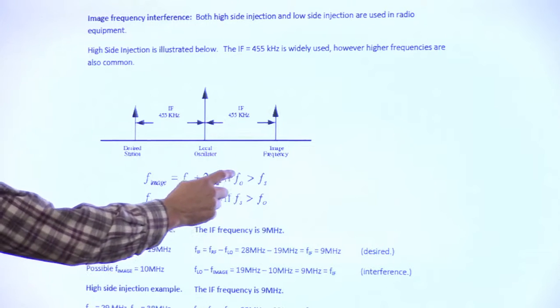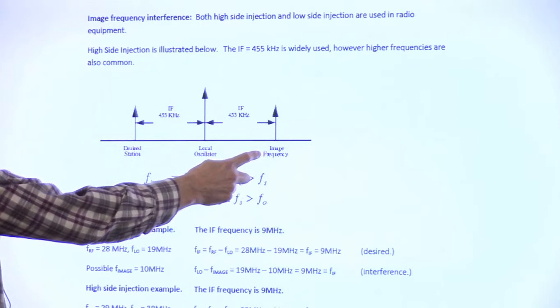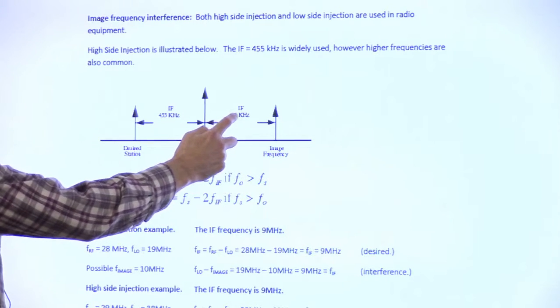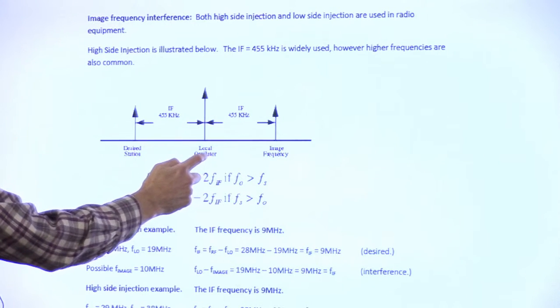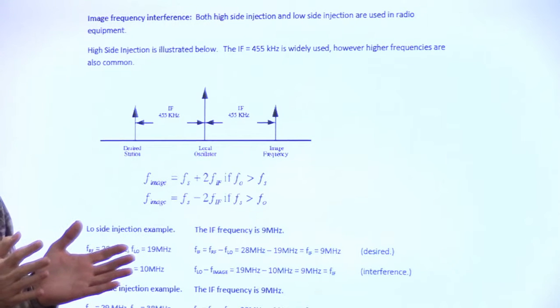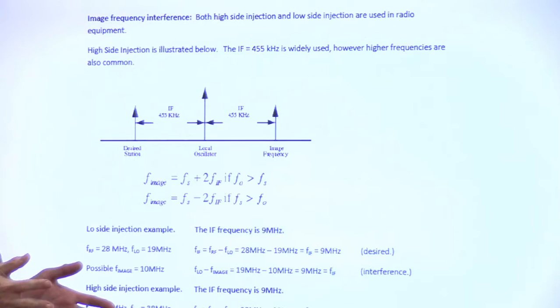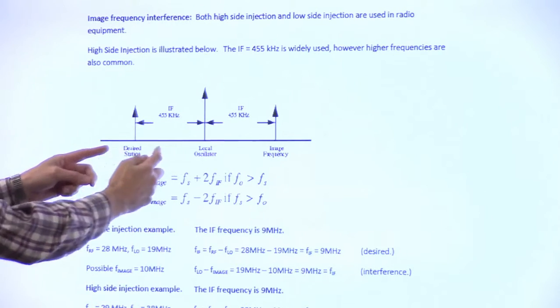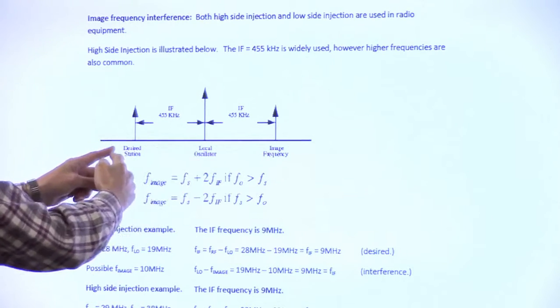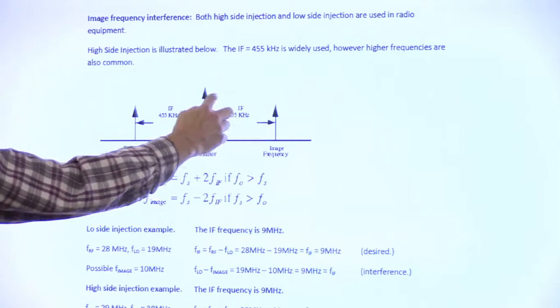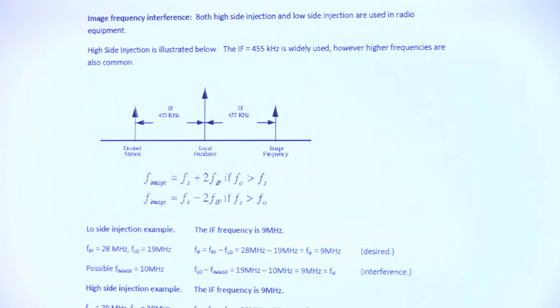But we call it image frequency. If we had a frequency coming in that was 455 kilohertz above our local oscillator, what happens when we mix those two together? The difference is going to be 455 kilohertz. So we've got this frequency, which is quite far away from where we actually want to be, but it is being detected just the same. So we have to deal with that.